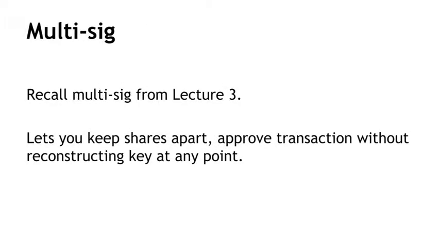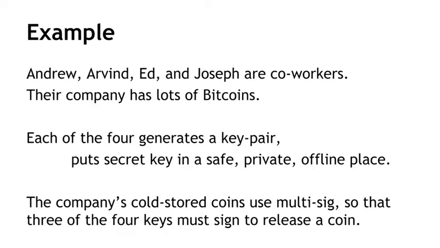And that's what's behind the concept of multisig that we saw earlier in Lecture 3. So if you recall multisig in Lecture 3, it lets you keep the shares, or the different pieces that need to sign a particular transaction, apart, and to allow them to approve the transaction separately without needing to reassemble the key at any point. So just as an example of application of that, suppose that Andrew, Arvind, Ed, and Joseph are co-workers. Let's say they're co-founders of a company, and the company has a lot of bitcoins. Hey, we can dream.